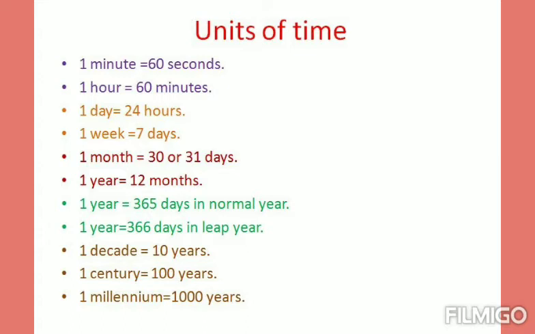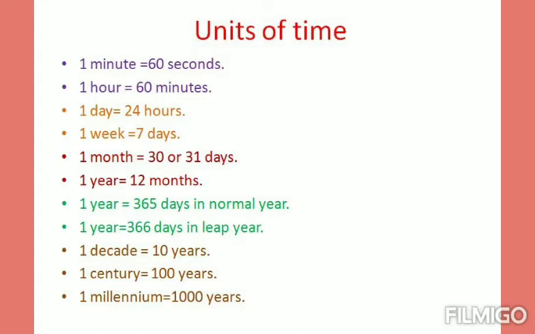Next, 1 hour is equal to 60 minutes. Now only we have seen the minute hand should complete one full circle to complete 1 hour. So it has to cover 60 minutes. Similarly, next, 1 day is equal to 24 hours. That means half a day is 12 hours. Okay. And then next, 1 week is equal to 7 days. There are 7 days in a week. We know that very well. They are Sunday, Monday, Tuesday, Wednesday, Thursday, Friday and Saturday.